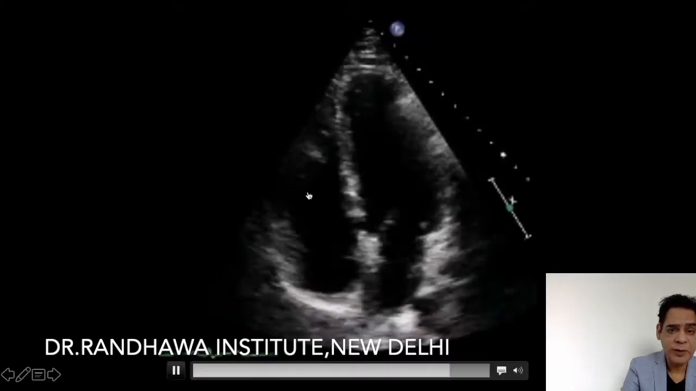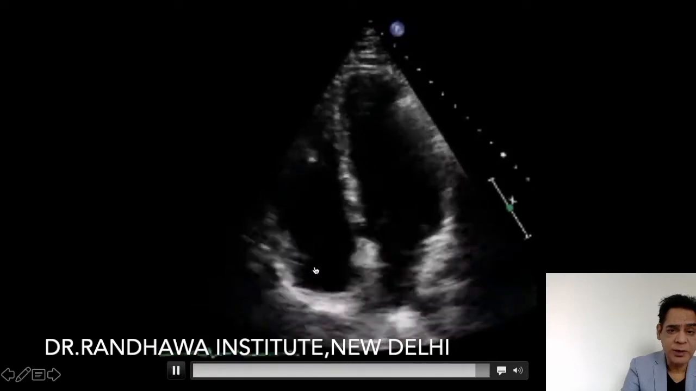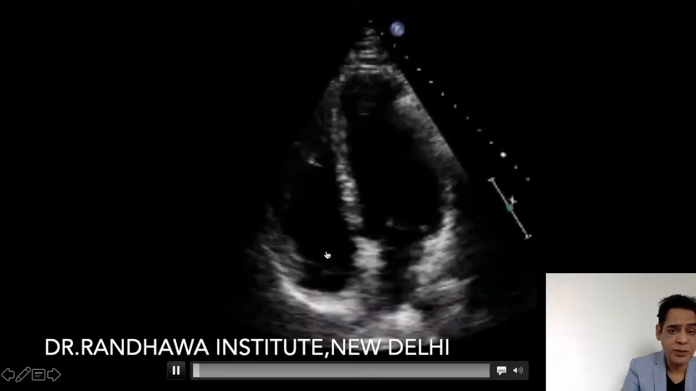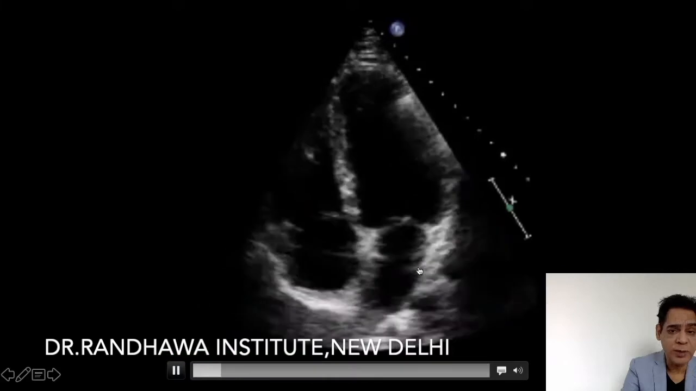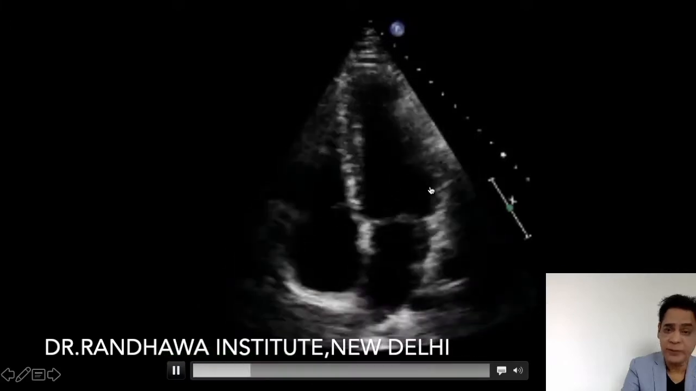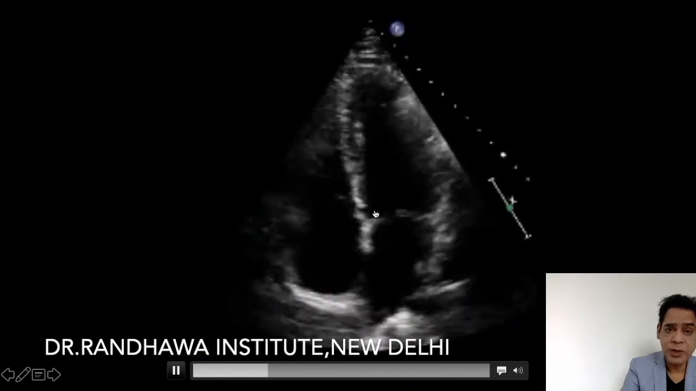Now let us see. We can make out roughly that the two atria are nearly of the same size, and the right ventricle has an internal diameter which is also roughly the same as the two atria, and the biggest of all the chambers is the left ventricle. Let us see to the shape of the left ventricle.